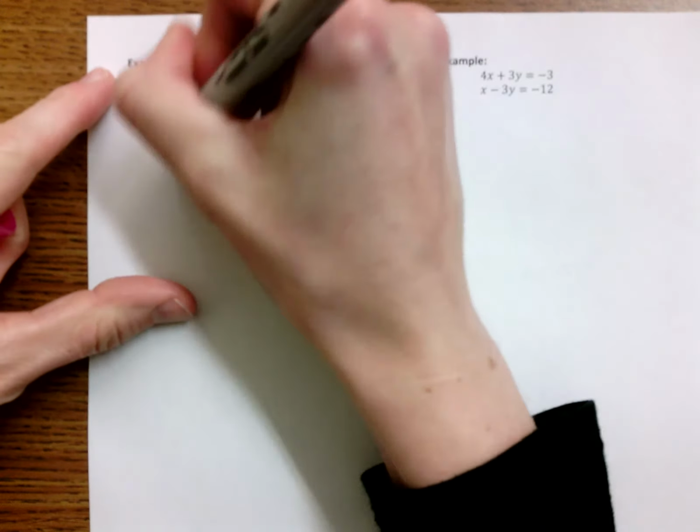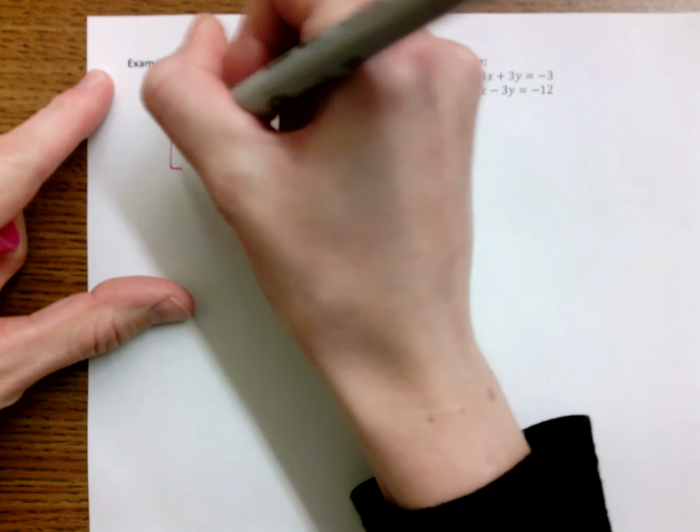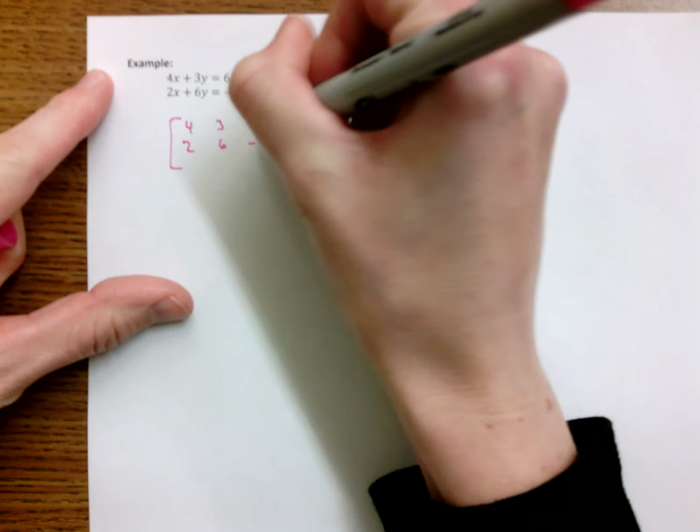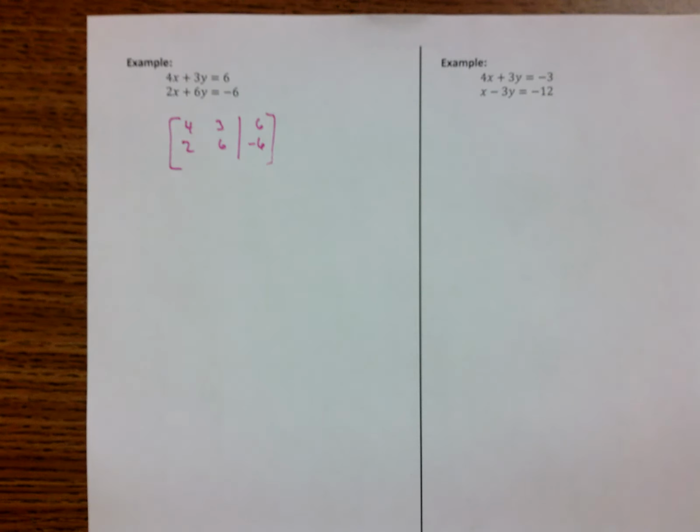Okay, so first thing we're going to do again is I'm just going to set up my augmented matrix. So brackets, and you just write these numbers in order and put a line to separate the coefficients from the answers. All right, so now the first thing that we need to do is we need to get that 1.